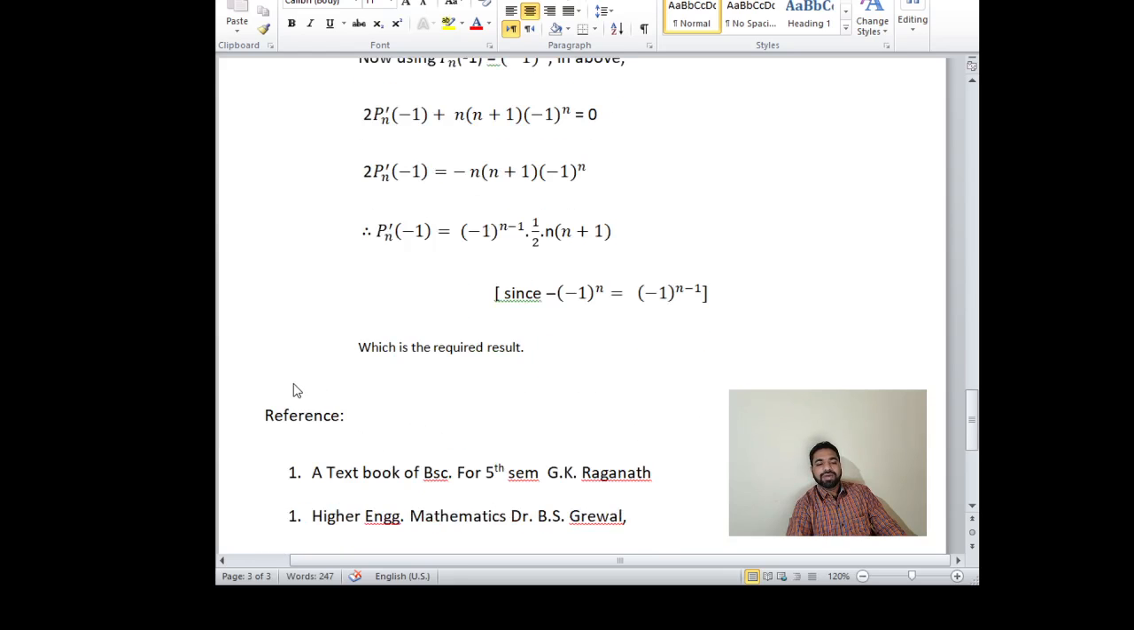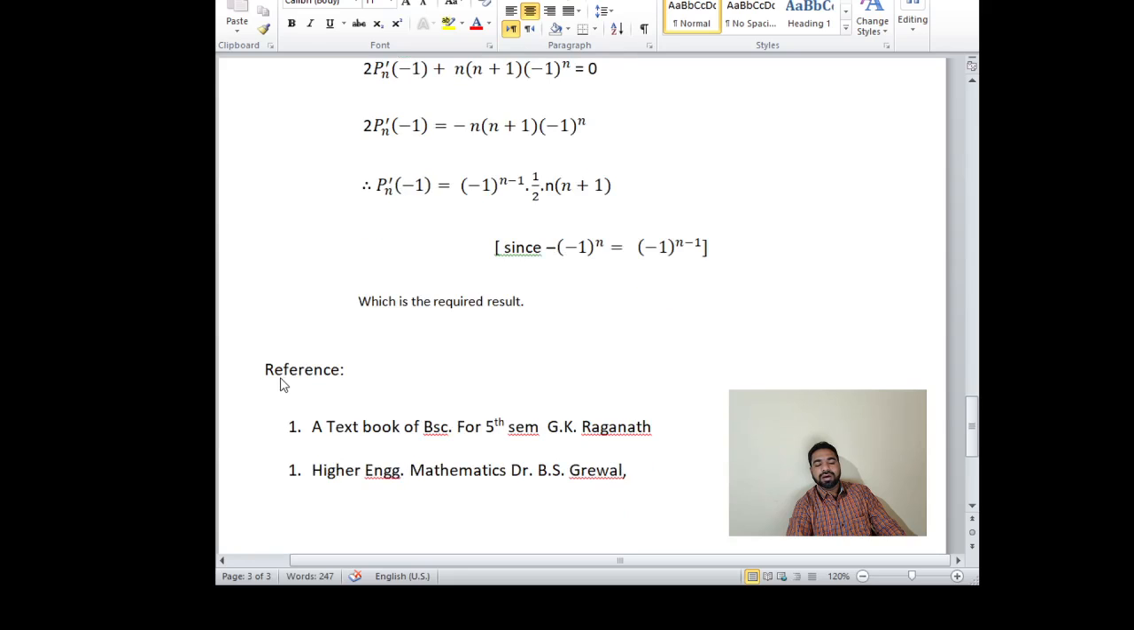So here we have used the book by G.K. Ranganath for 5th semester, and Higher Engineering Mathematics by Dr. B.S. Grewal.